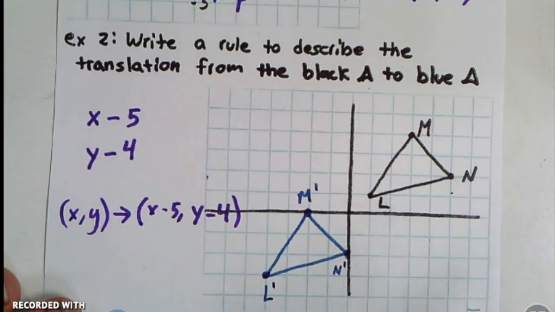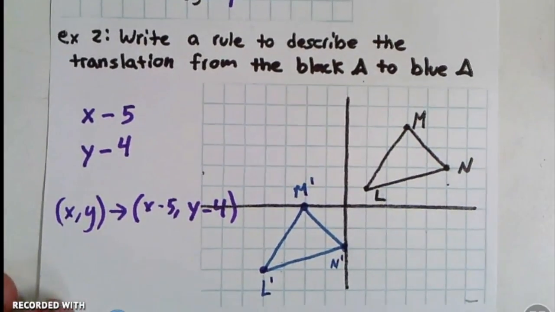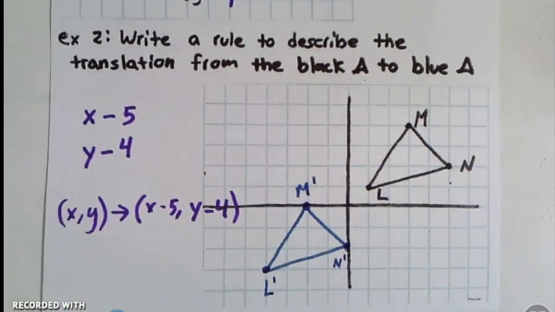And that's how you would write the rule to show what happened. When we do this, we call this arrow notation. It's called putting it in arrow notation form. You use this little arrow to show that X goes to X minus 5 and Y goes to Y minus 4. All right, believe it or not, that is the entire lesson on translations. Go ahead and get to work.